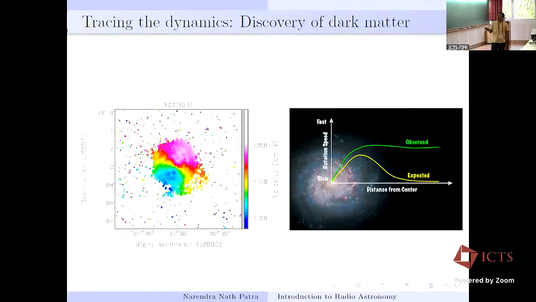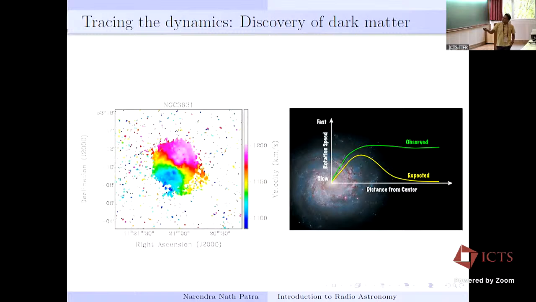And tracing this neutral hydrogen, that is a line observation, right? So it has a particular frequency. It's not continuum emission that is everywhere. So if you have a line at some point, and this line-emitting gas is moving with respect to you, this line will go through a Doppler shift, right? If it is coming towards you, it will get blue. If it is going away from you, it will get red.